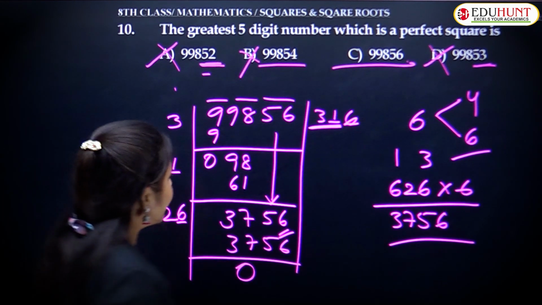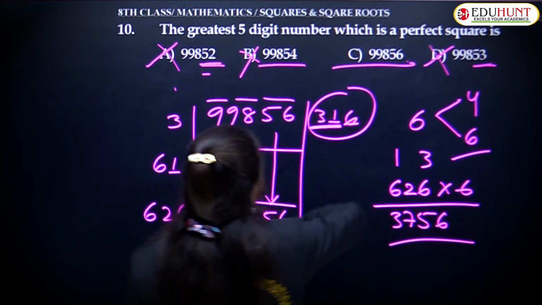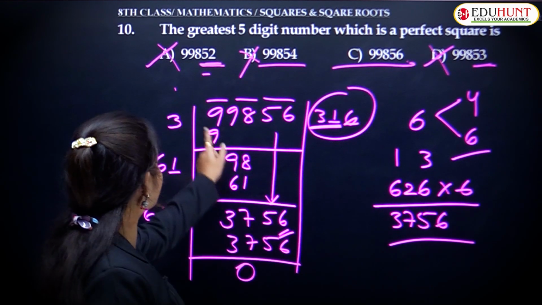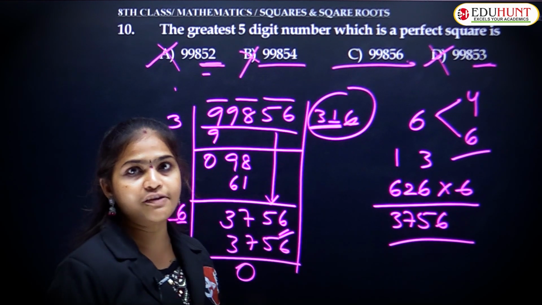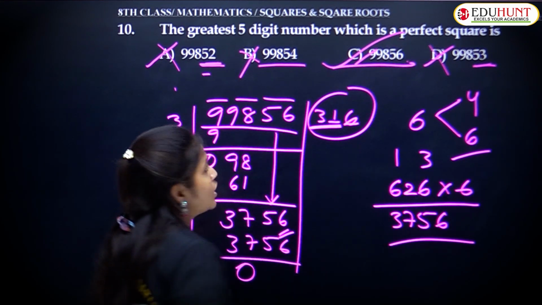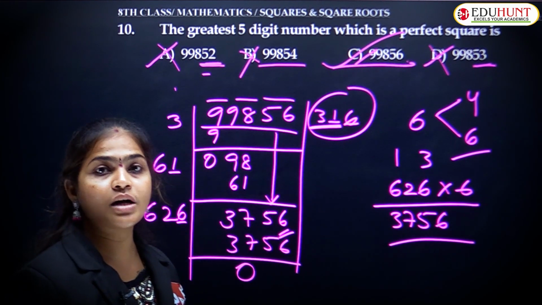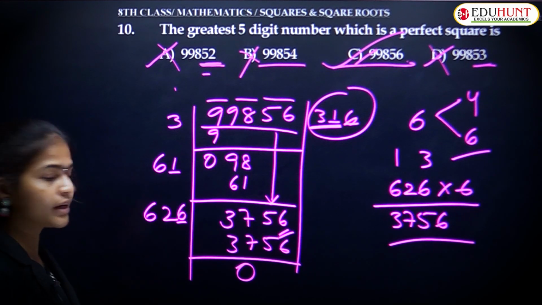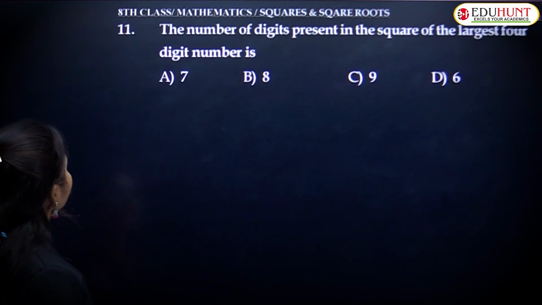So which option is correct here? That is 316 into 316 is equal to 99,856. So finally this is a perfect square. So which option is correct here? Yes, option C is correct here. Okay, so let us see the next one.